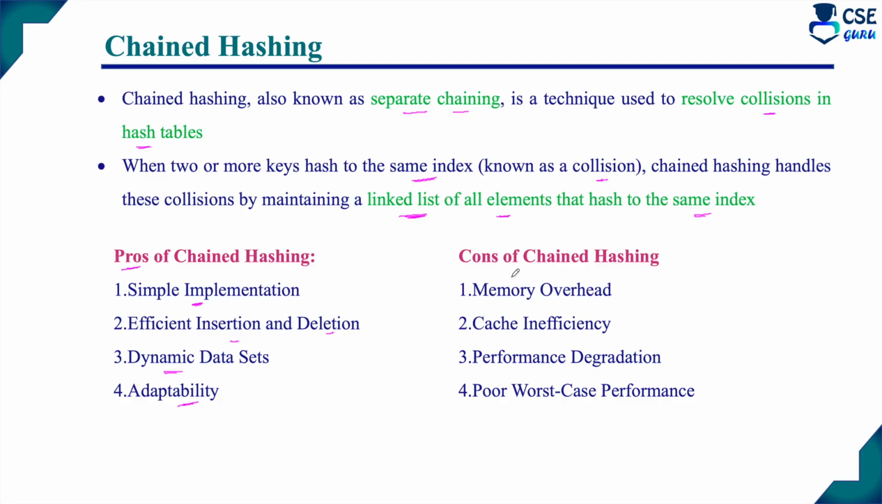And if we are considering disadvantages, since we are maintaining a large set of data, memory is an overhead here. Also there is cache inefficiency. If the linked list is very large, it is difficult to cache that particular data element, and performance will degrade if you are maintaining a large linked list. And also in worst-case situations, the time complexity will increase. These are all the disadvantages of chained hashing.